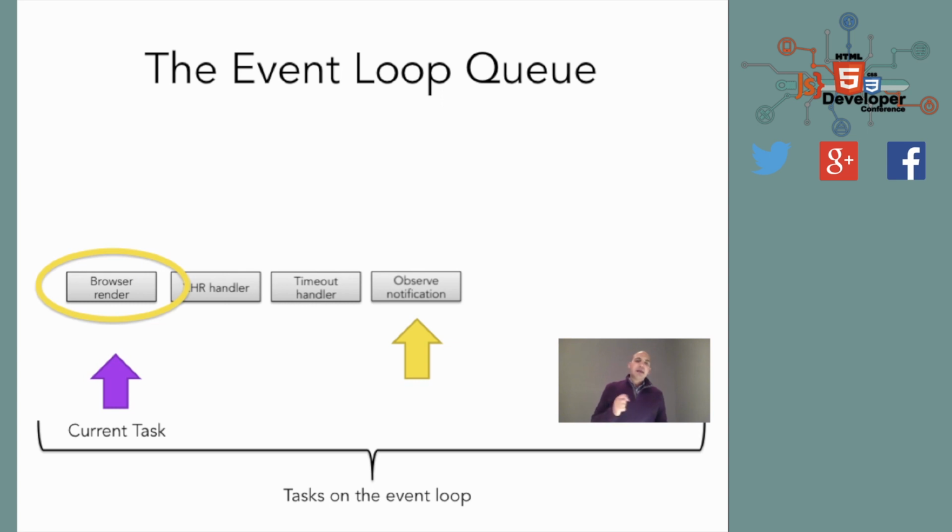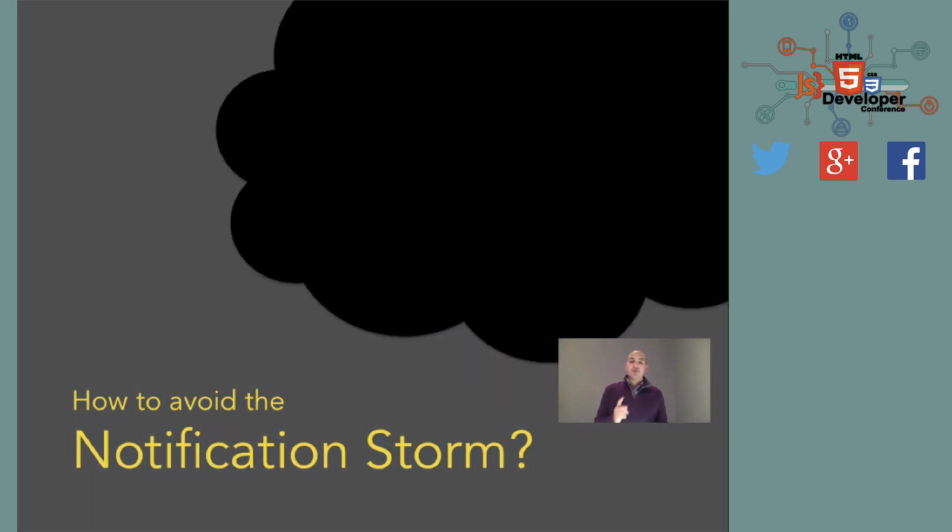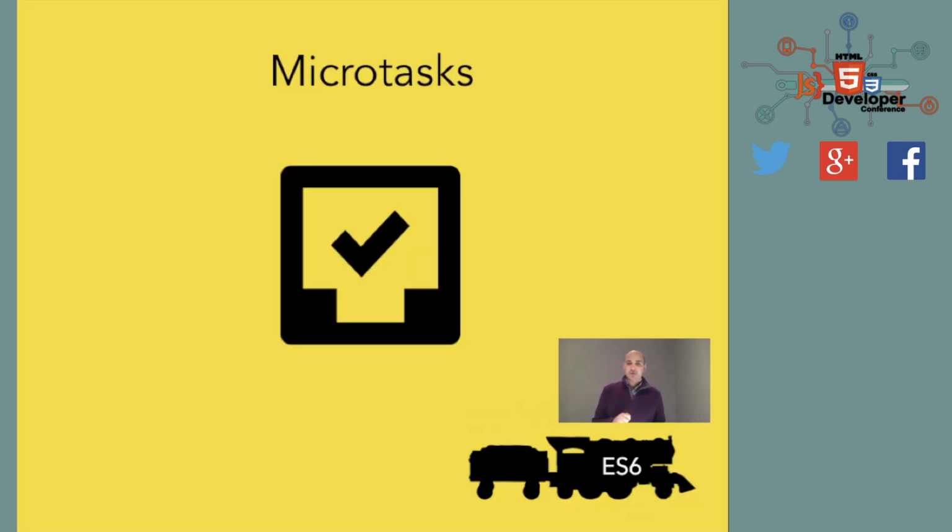So in ES7, we're taking advantage of something that we've added in ES6 to avoid the notification storm. Sometimes this is called the notification storm problem. And that's this concept of microtasks. Now, ES6 is a really important release because it's the first time we've actually said that JavaScript has some control over the event loop. Up until now, it was really the browser or Node that controlled the event loop and just sort of called into JavaScript, and it didn't have any control over the event loop.